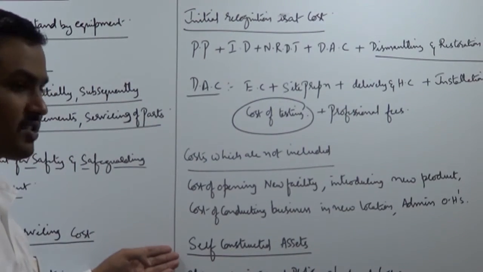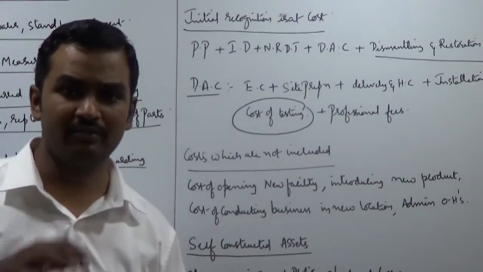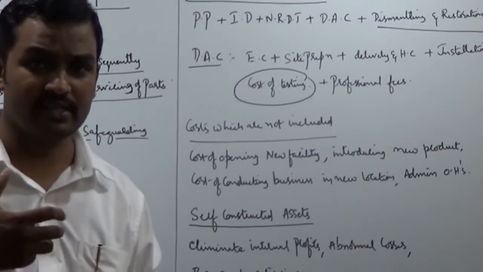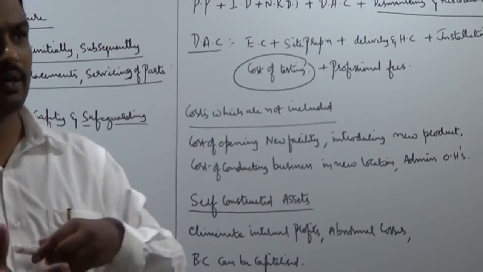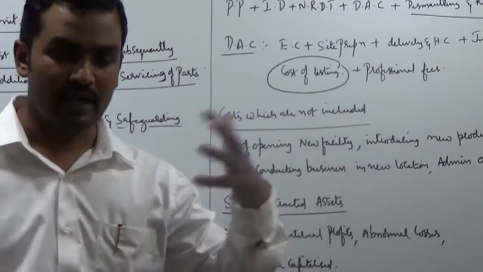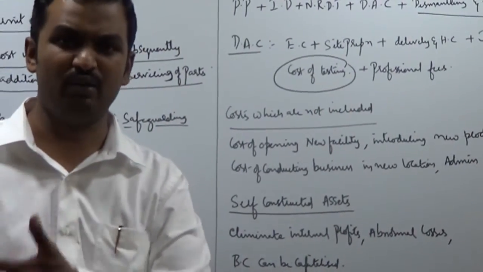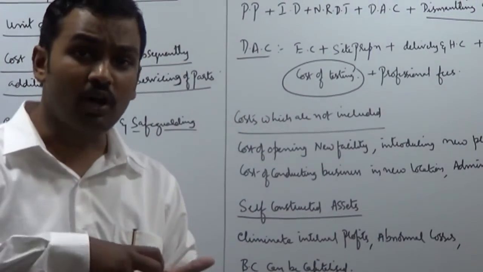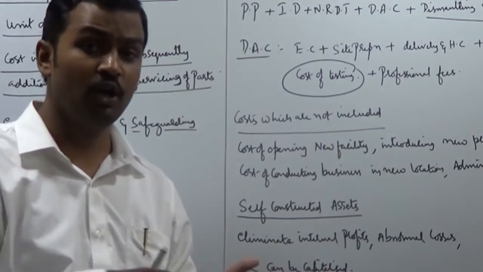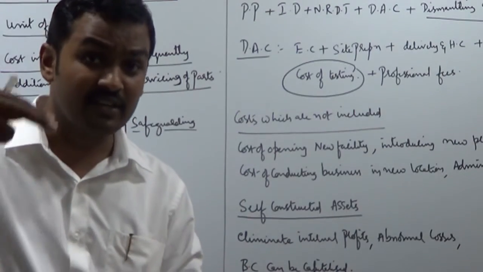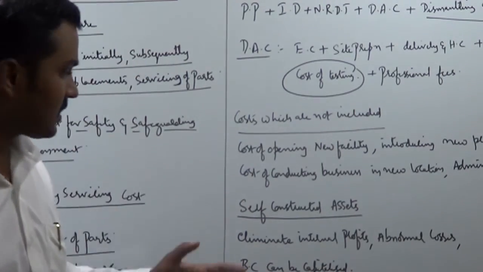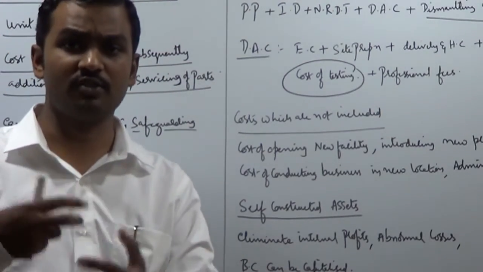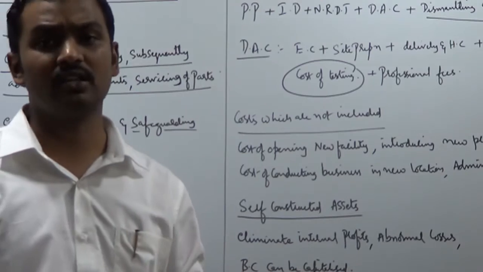Now we come to self-constructed assets. Now let us suppose I have not purchased an asset, I have not acquired an asset, I have constructed my asset. I am constructing my own building. I am manufacturing my own machinery. So in such cases, what would be the cost for the self-constructed building? What would be the cost for the self-constructed machinery is the question. As per the standard, whatever is the cost of production of this building or the machinery will be considered as cost.